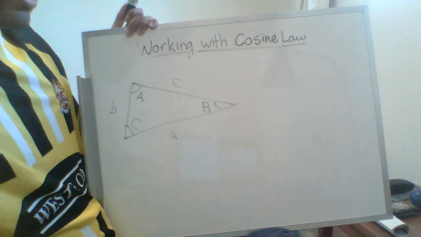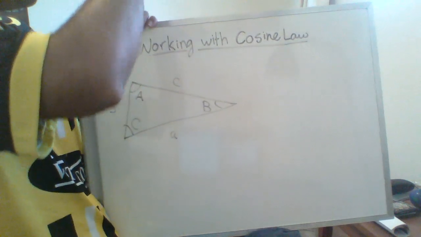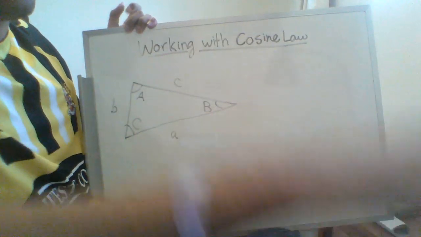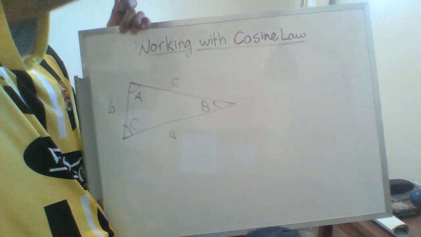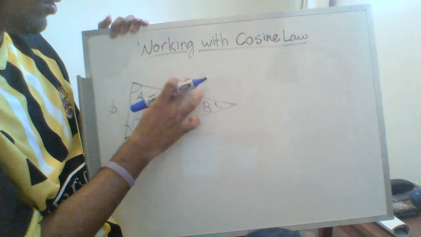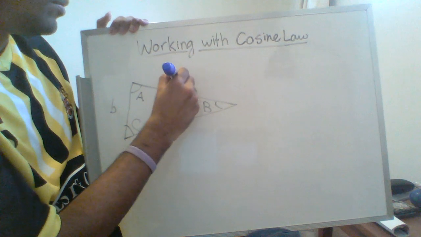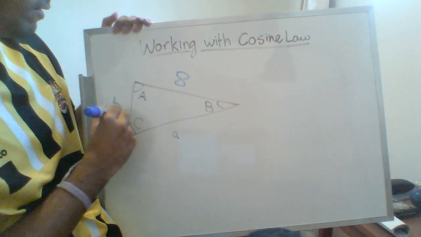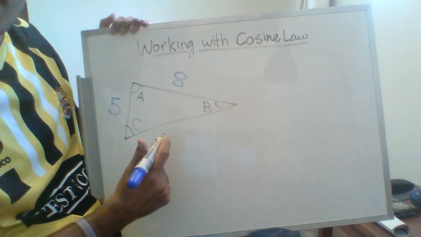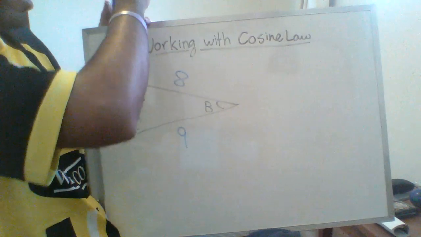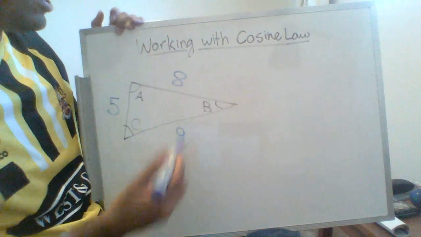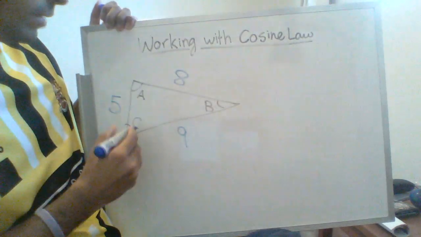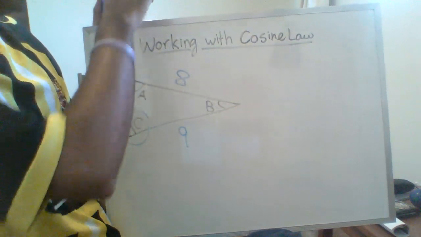Now in this question, you are provided with the side lengths of all three sides, but you are given no angles. Alright, so you are told that side C measures to be 8 centimeters, side B measures to be 5, and side A is 9. Okay? So this is the information that you have, and now I'm asking you, give me angle C. That's the information I want.